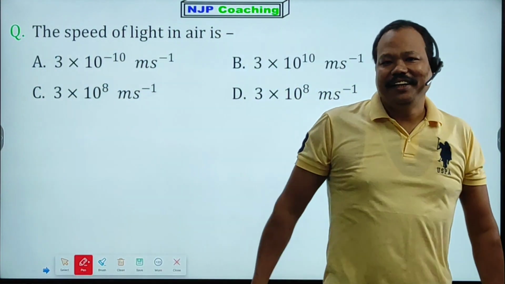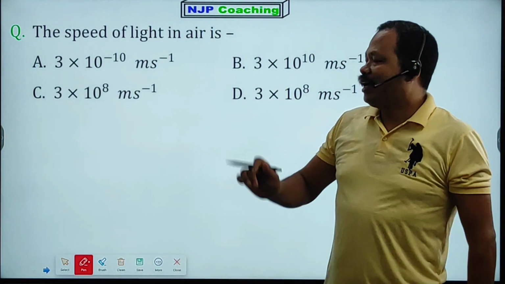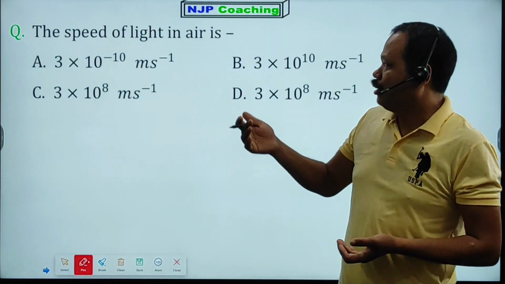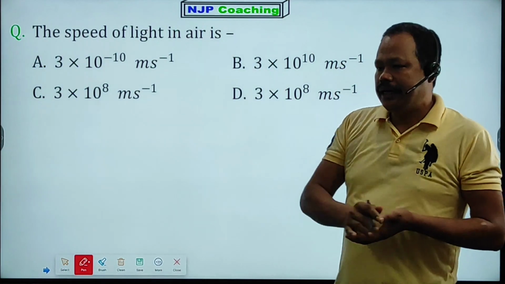The speed of light in air. Light can travel through vacuum also, vacuum and air.